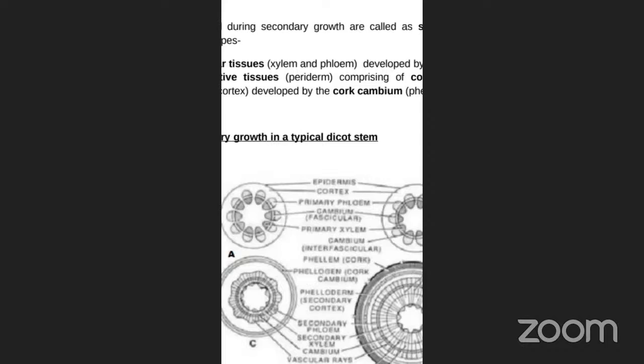That is fascicular cambium. Fascicular cambium is formed at the center position of xylem and phloem. This fascicular cambium plays the major role in secondary growth, increasing the girth of the stem. That is fusiform cambium, increasing the girth or thickness.